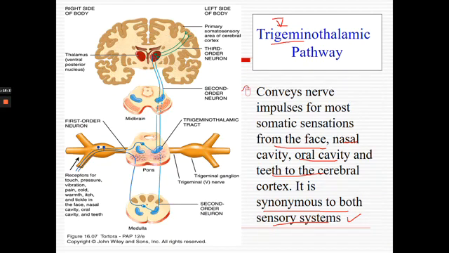So receptors for touch, pressure, vibration, pain, cold, temperature, and tickle in the face and nasal cavity go to the nuclei of the trigeminal nerves. They cross to the other side and go to the thalamus, the trigeminothalamic ventroposterior lateral, and then to the primary somatosensory cortex, which is in the post-central gyrus.